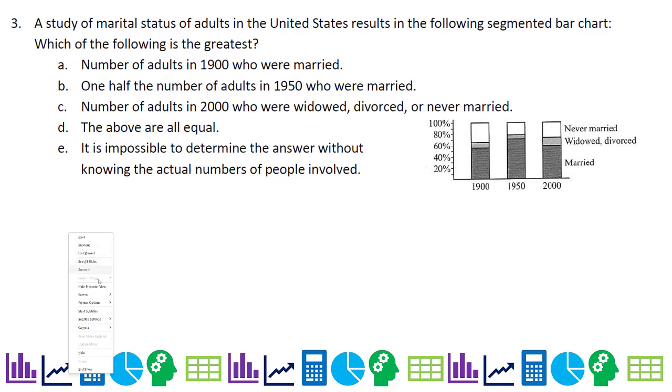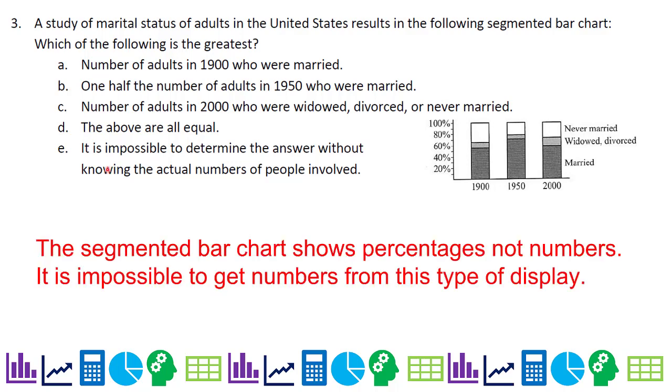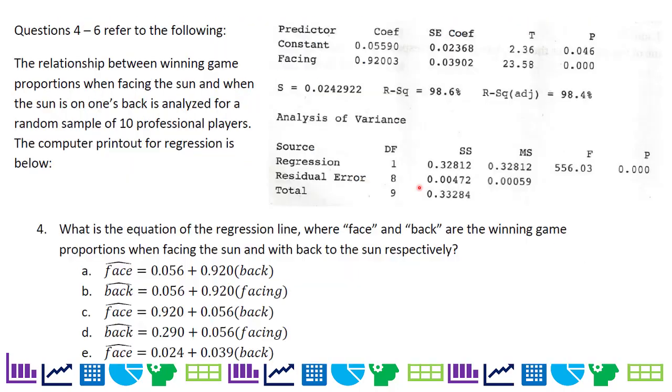Which of the following is the greatest? Well, first of all, we're looking at numbers here, numbers, all the above are equal. It's impossible to tell. Well, the segmented bar chart shows percentages, not numbers. It is impossible to get numbers from this type of display. You could have 100 marriages here, or 100 adults here and 200 adults there, and you would never know. So it is impossible to determine the answer without knowing the actual numbers of people involved.